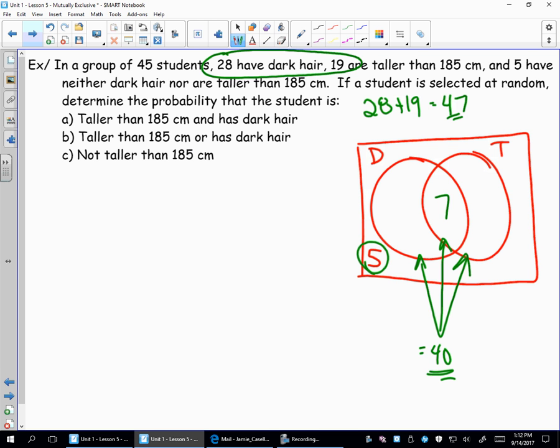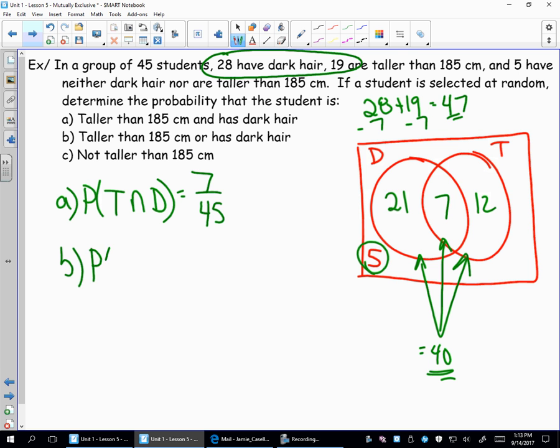In other words, 7. Once I've got that figured out, I can do my 28 minus 7 is 21 dark-haired people. 19 minus 7 is 12 tall people. And now I've got my Venn diagram done. I'm ready to answer my questions. What's the probability of being taller and having dark hair? In other words, what's the overlap? Well, 7 of the 45 people.